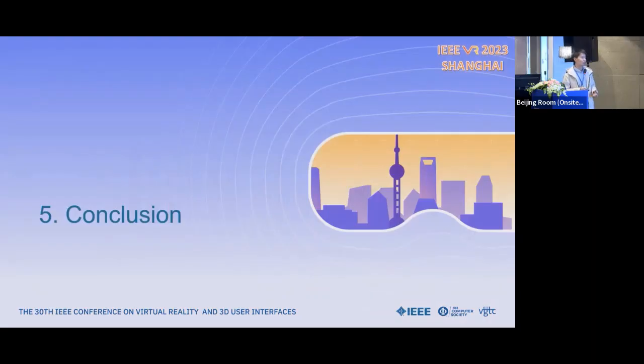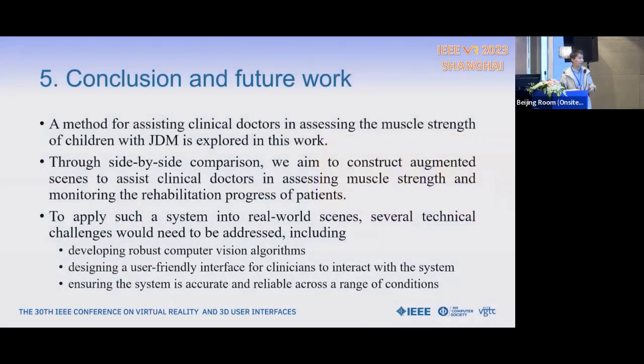Finally, I would like to conclude my presentation. Through side-by-side comparison, we aim to construct augmented scenes to assist clinical doctors in assessing muscle strength and monitoring the rehabilitation process of patients. However, to apply such a system into real-world scenes, several technical challenges would need to be further addressed, including developing robust computer vision algorithms, designing a user-friendly interface for clinicians to interact with the system, ensuring the system is accurate and reliable across a range of conditions, etc.